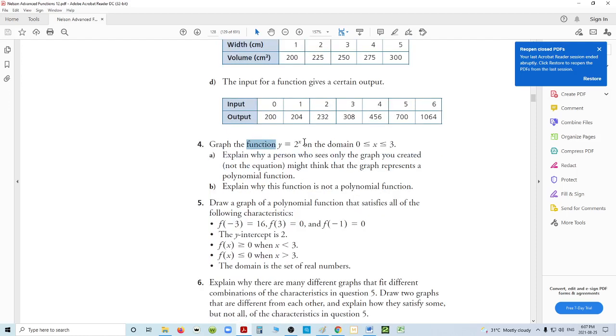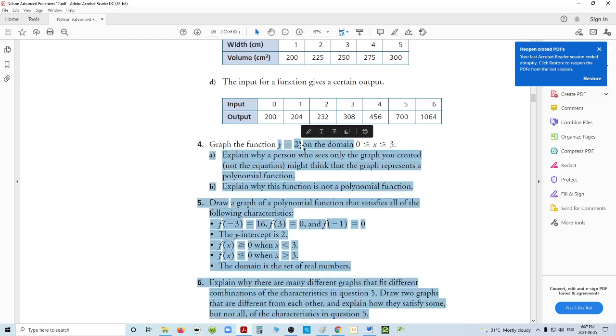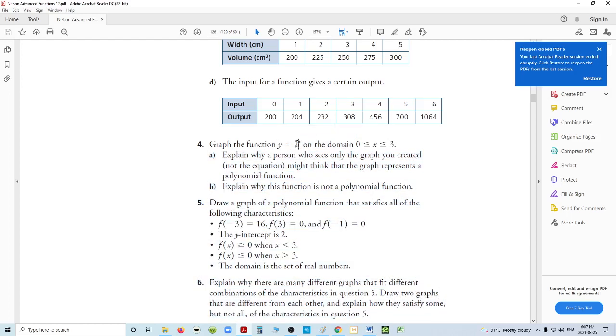Graph this function to the power of x on the domain 0 to 3. Explain why a person who sees only this graph you created, not the equation, might think this graph represents a polynomial. There's not enough information. Explain why this function is not a polynomial function. Because it doesn't fit within our rules. It's not an x term with an exponent.